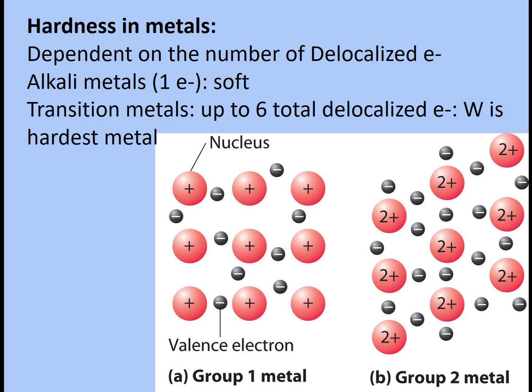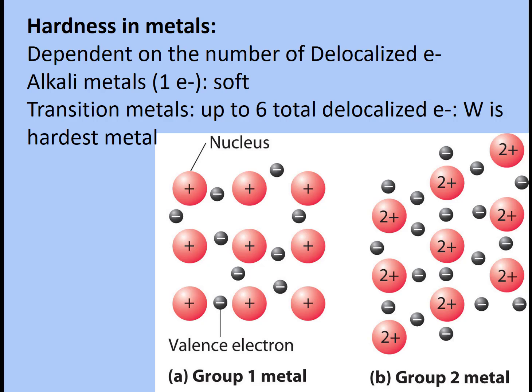The reason why alkali metals are so soft is they only have one valence electron, and so only that one valence electron can become delocalized. In your alkaline earth metal family, two electrons can be delocalized, as with a lot of the transition metals, because they have two valence electrons.